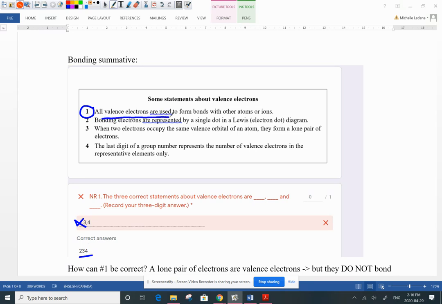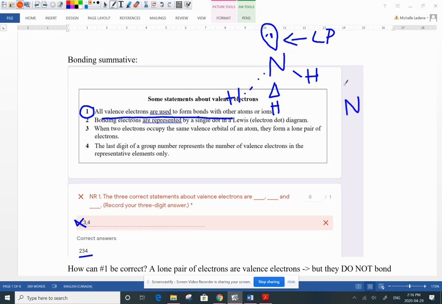It says all valence electrons are used to form bonds. Well, I challenge you on that, and I'm going to ask you, so then what's a lone pair? Here's an example of an ammonia molecule, and it has a lone pair of electrons right here. Is that forming a bond? No, it's not. So not all valence electrons are used to form bonds. Lone pairs do not, only bonding electrons. If you look at a nitrogen atom, it has 1 lone pair, but it has these 3 bonding electrons, and the bonding electrons are what is going to form a bond, not the lone pair.